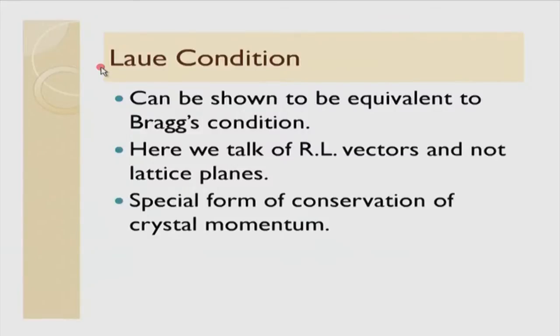So, as I said, the Laue condition can be shown to be equivalent to Bragg's condition; both can be derived from each other. The important thing is that here we are talking of reciprocal lattice vectors, not lattice planes. What was being talked about in terms of lattice planes in the Bragg condition is now being talked about in terms of reciprocal lattice vectors.